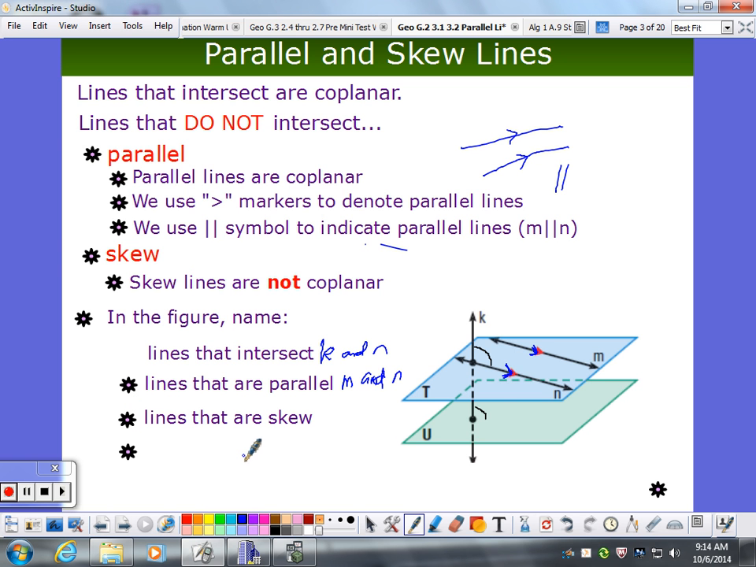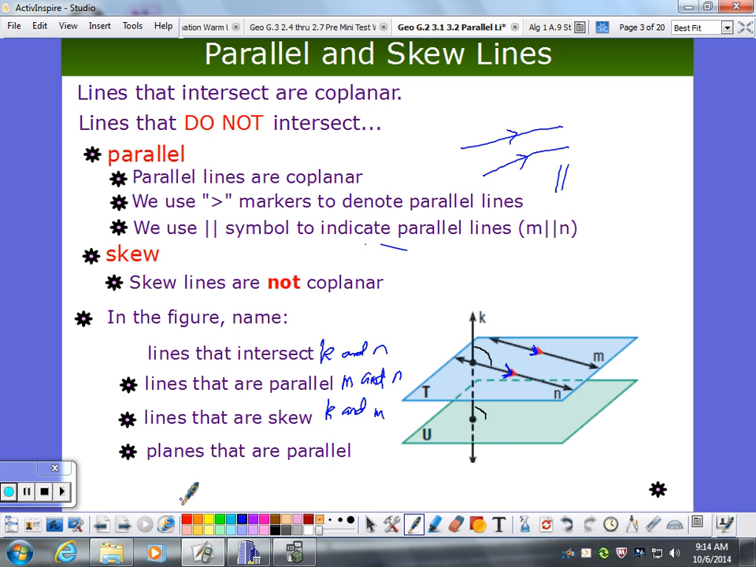How about lines that are skew? They do not intersect in space. Lines that are skew. Amy? K and M are skew lines. One's up here, one's down there, not unique.